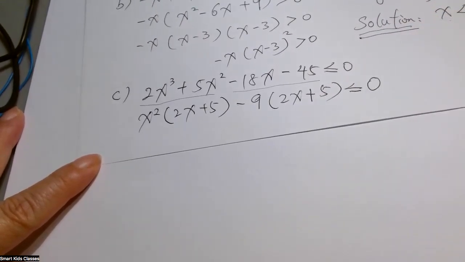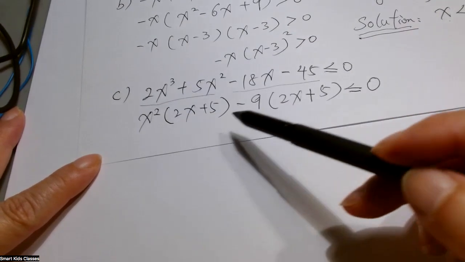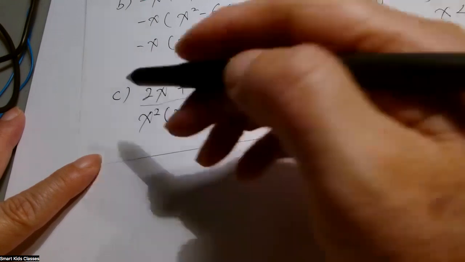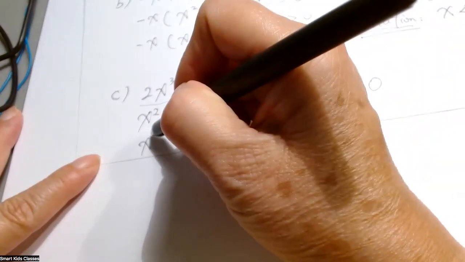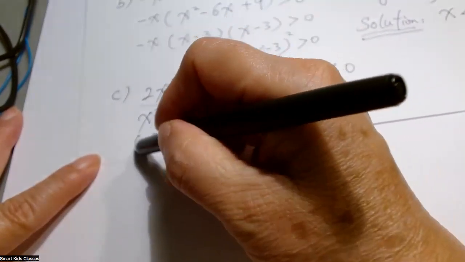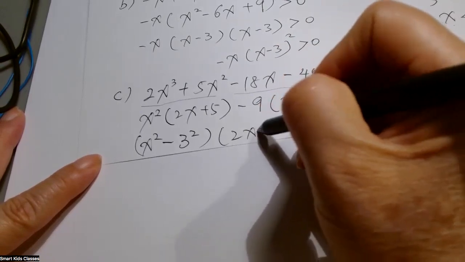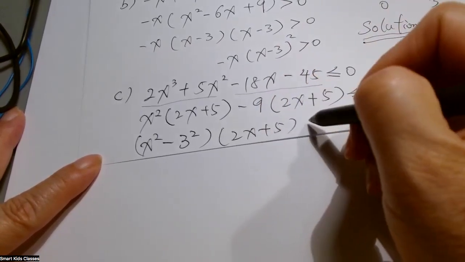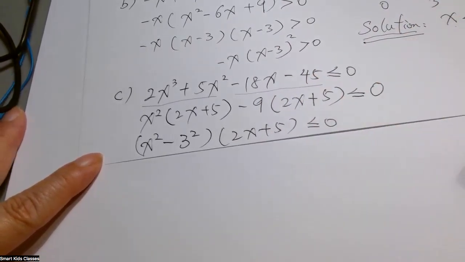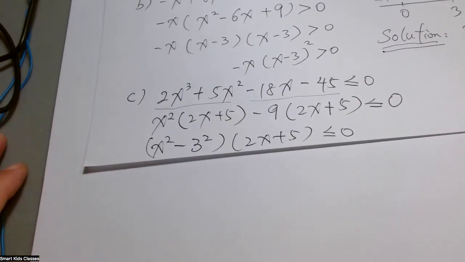Now from here, you can find 2x and 5 are the factors, and x squared minus 9. So we're going to put x squared minus 9, we're going to put 3 squared. And this will be 2x and 5. Good, so far so good. So I'm going to move the paper a little bit up.